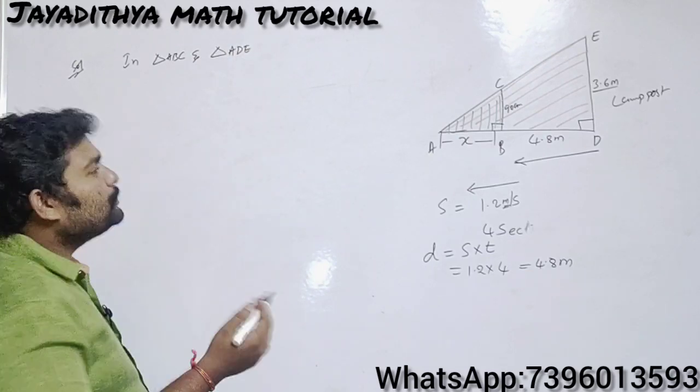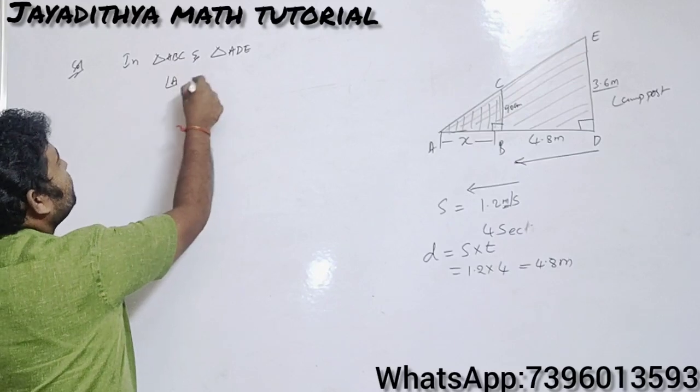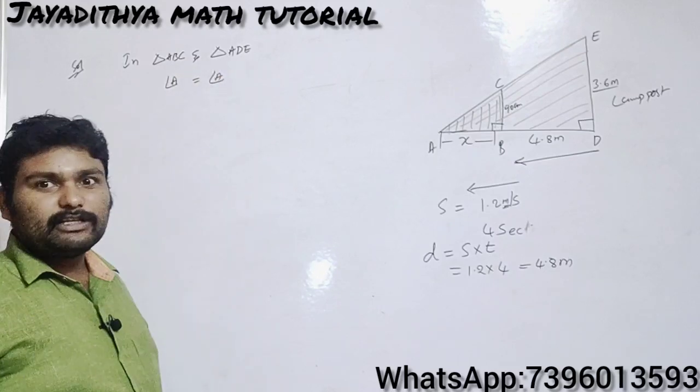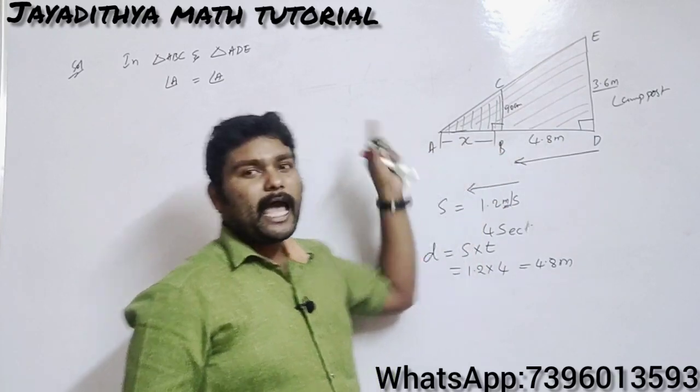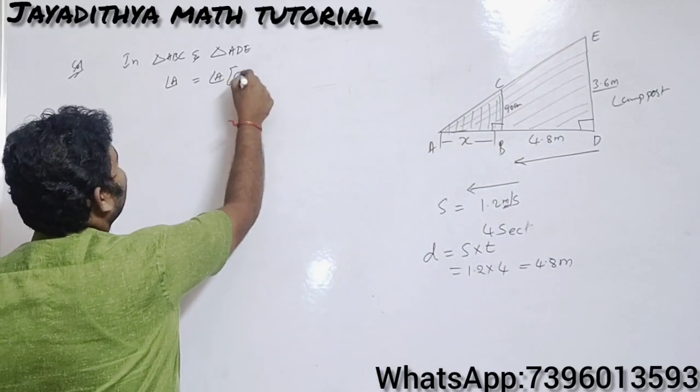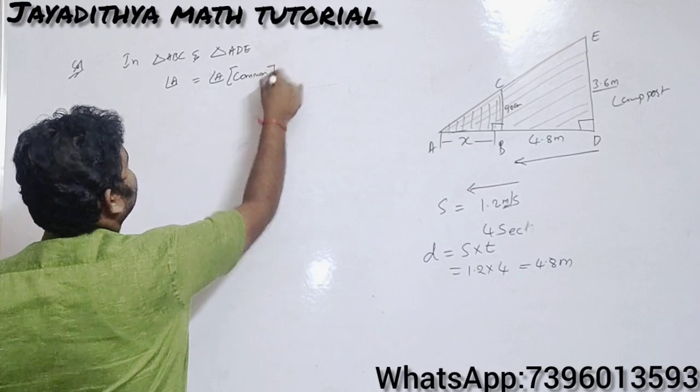So what can you observe here? In both the triangles we have angle A. That means angle A will be equal to angle A. In triangle ABC I have angle A, and in triangle ADE also I have angle A. So this angle will be the common angle, right?